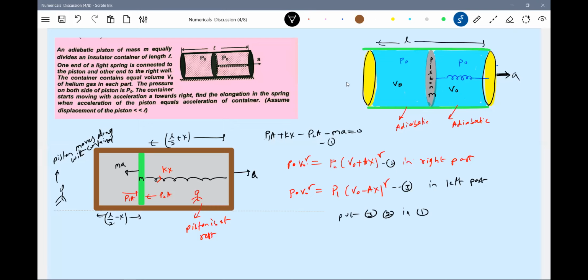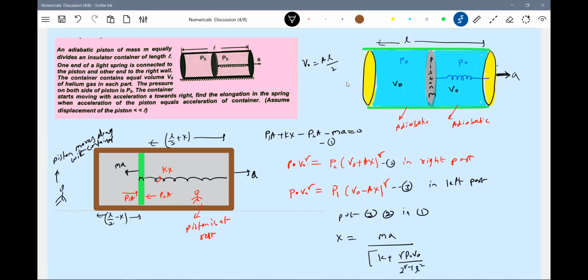So what is V naught? V naught is volume. What should we write for V naught? We can write it as A L by 2. Look at that condition also. So after solving all, we'll get the answer. X is equal to MA over K plus gamma P naught V naught by 2 to the power of gamma minus 1.